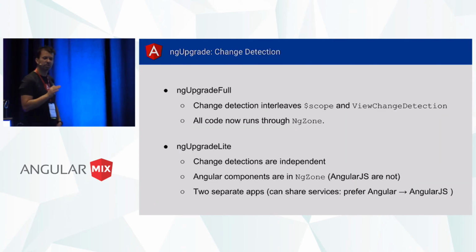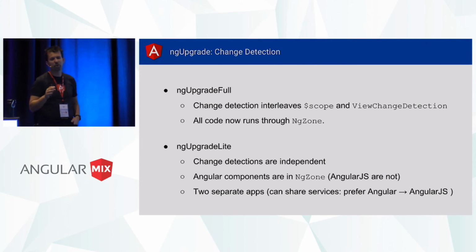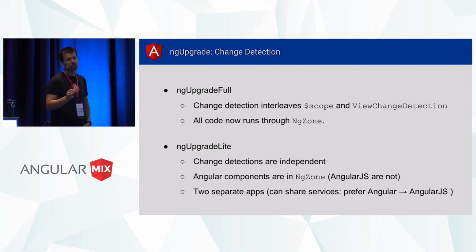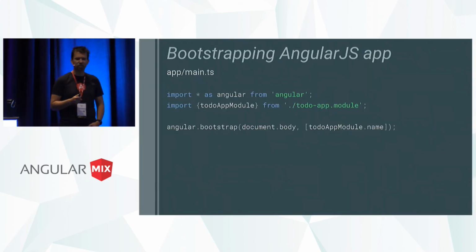So just to review, in ngUpgrade full, you really want to bridge the change detectors. The change detections are interleaved, and everything runs in ngZone, whereas in ngUpgrade Lite, the two change detectors are independent. Only Angular runs inside of a zone, and because of that, you can have lazy loading and other benefits. So let's look at some code.